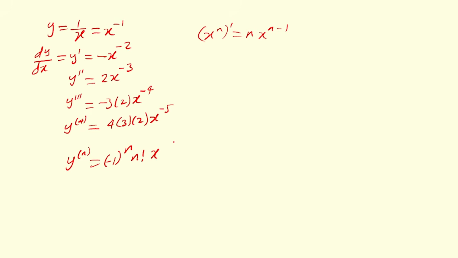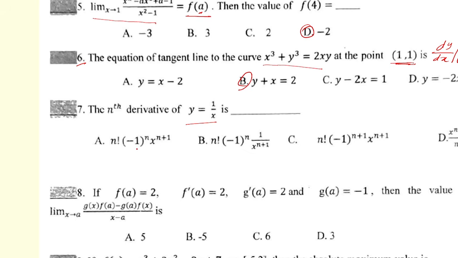Times x to the power of, look, when 1, minus 2, 2, minus 3, 3, minus 4. So when it is n, that is negative of n plus 1. Or we can write this as minus 1 raised to n, n factorial over x to the power of n plus 1, from the exponent rule. This is our answer. The answer is B. Question number 8.